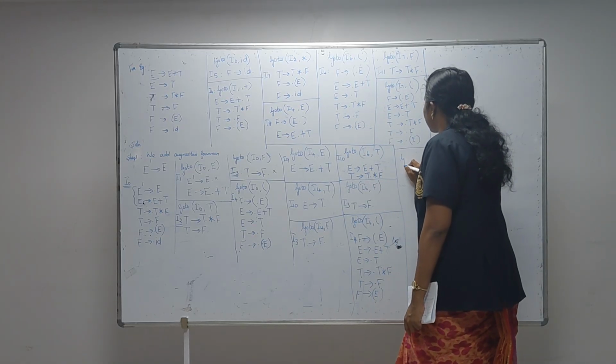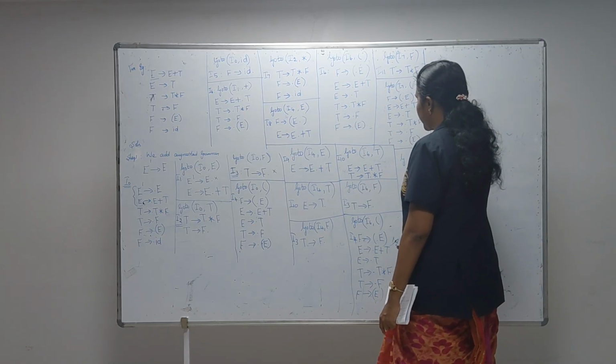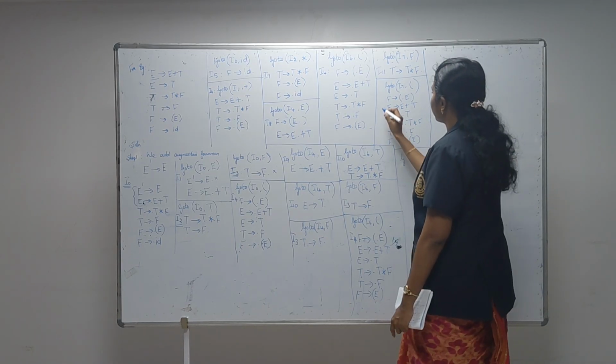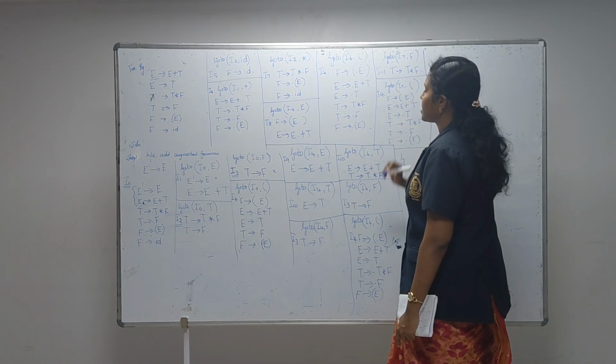So we have to move to the next level. This production already appears here. We have already given the name as I4, so we have to give the same name here as I4.